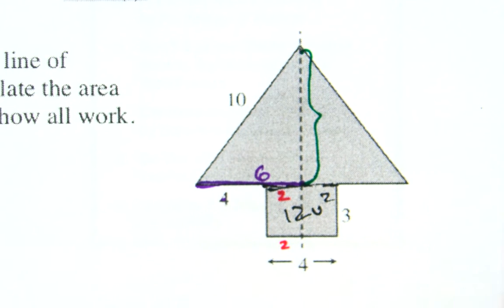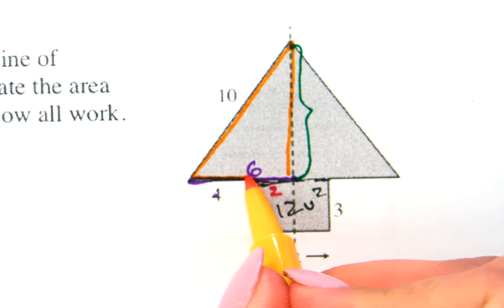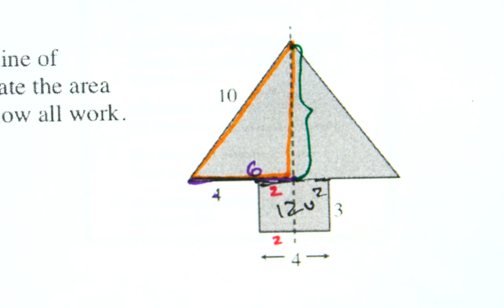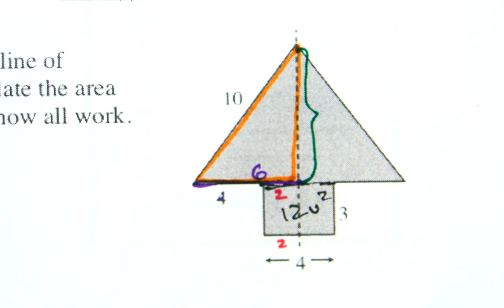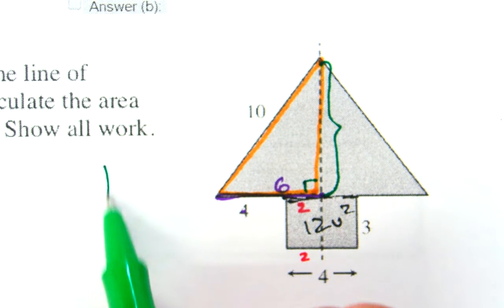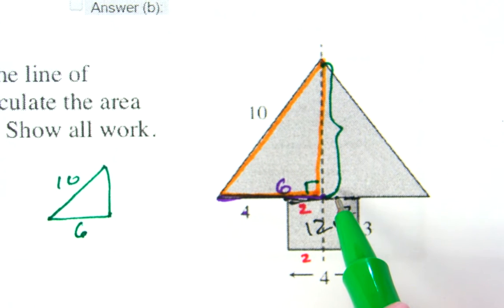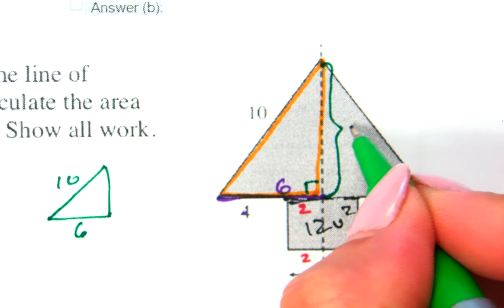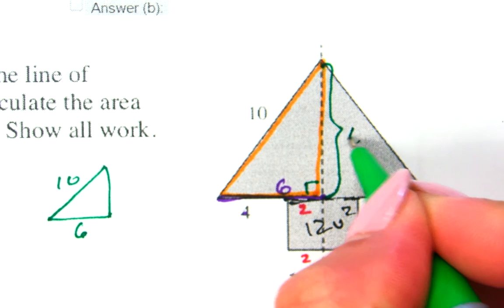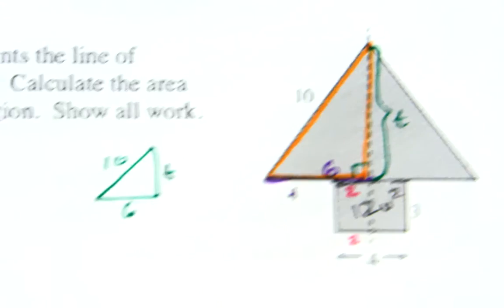Now this makes it a little bit easier because in this area right here, we have a right triangle. And I know this because the dashed line represents that it really is a right angle right there. So we have a right triangle, we have a 10, we have a 6, and we want to find this segment out here. So I'm going to call this segment, I don't know, I'll call it T, for Christmas tree.